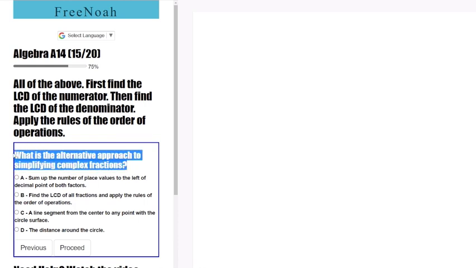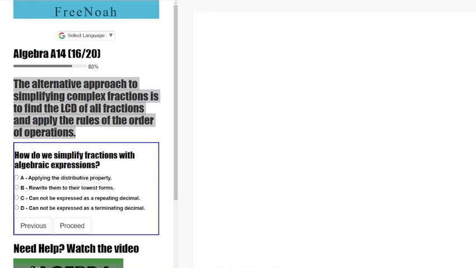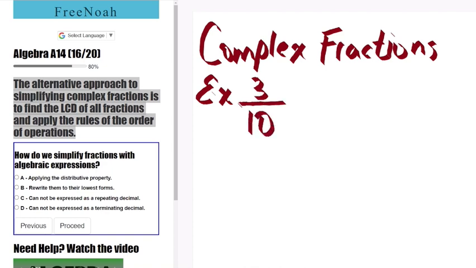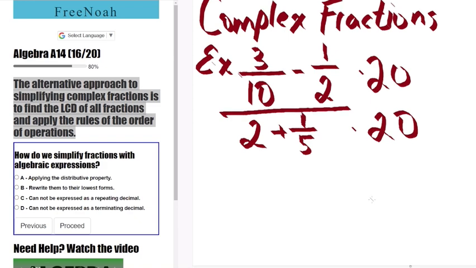Alternative approach to simplifying complex fractions. So, the alternative approach to simplifying complex fractions is to find the LCD of all fractions and apply the rules of the order of operation. For example, we have 3 over 10 minus 1 over 2 divided by 2 wholes plus 1 over 5. Now we're going to find the LCD of all fractions, and notice that 20 is the least common denominator.